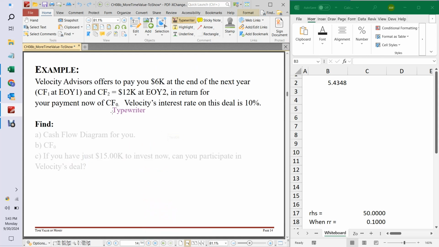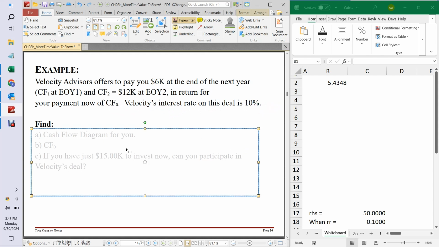Let's do another example. So Velocity Advisors is back in action, and they're offering to pay you $6,000 at the end of the next year and $12,000 a year after that in return for your payment now of CF0. And the interest rate on this deal is 10%. So let's see if we can find out a bunch of stuff about this.